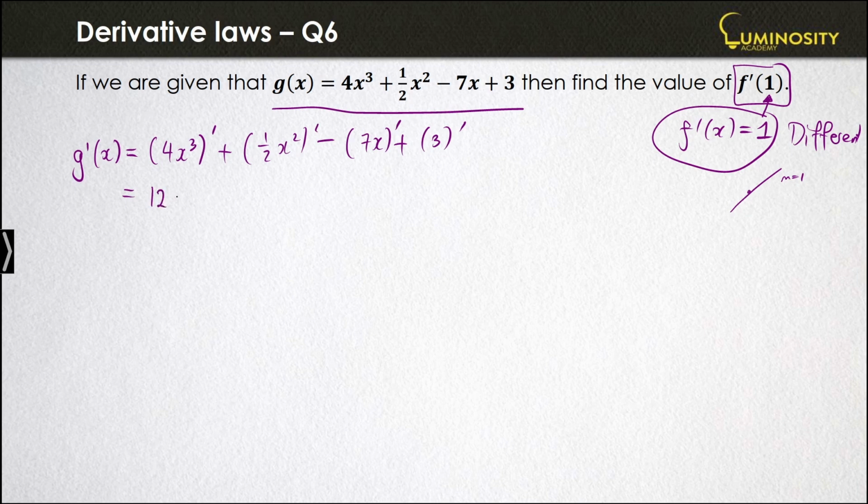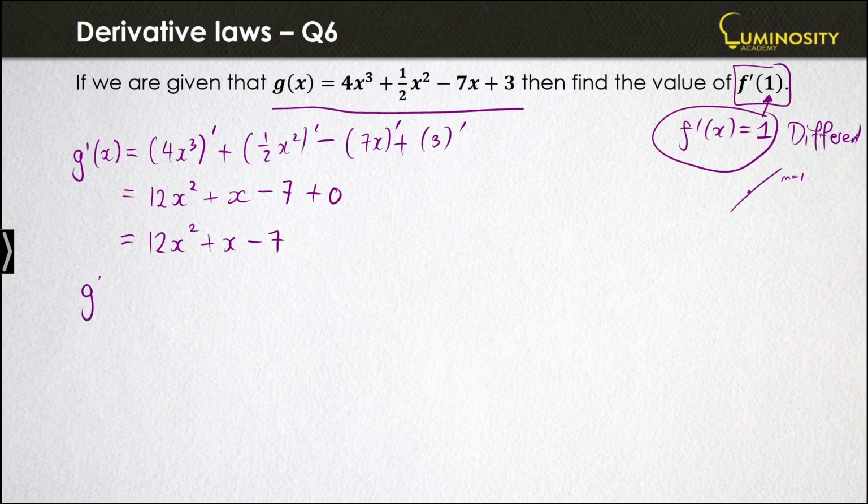4 times 3 is 12, x squared. Okay, 2 times a half is 1. And then 2 minus 1 is 1 in the exponent, so it's just x. And then 7x, if we take the derivative there, we're just going to get minus 7. And then the derivative of a constant, 3, is 0. So we're left with 12x squared plus x minus 7.